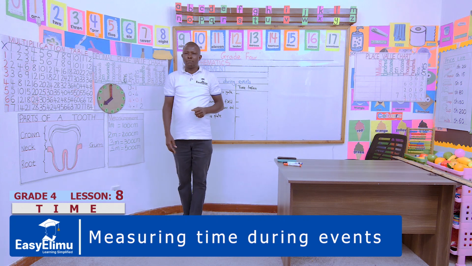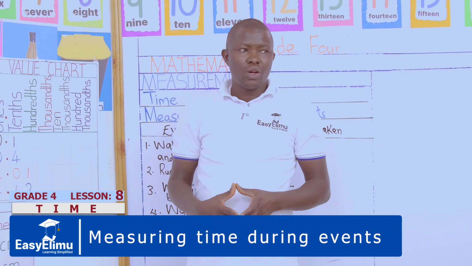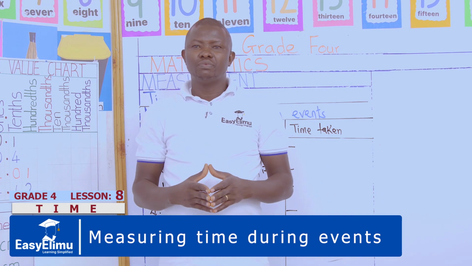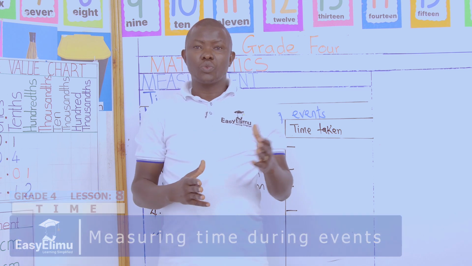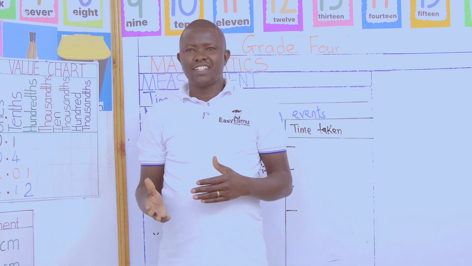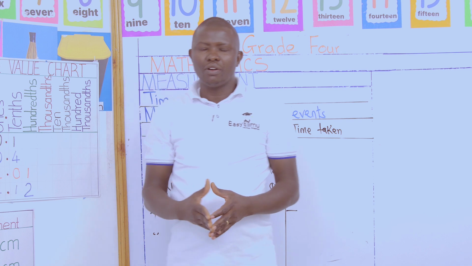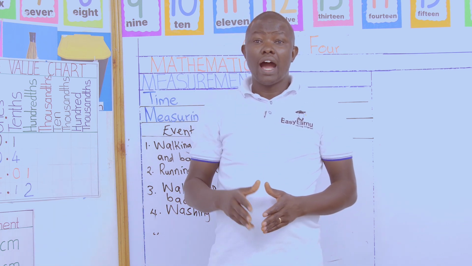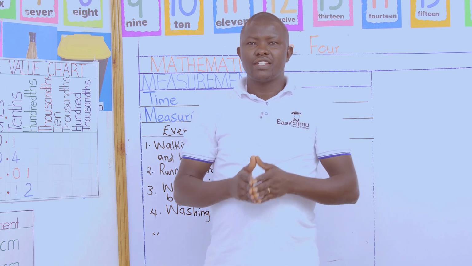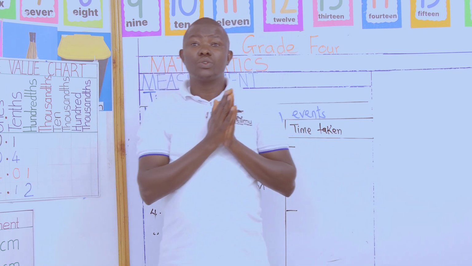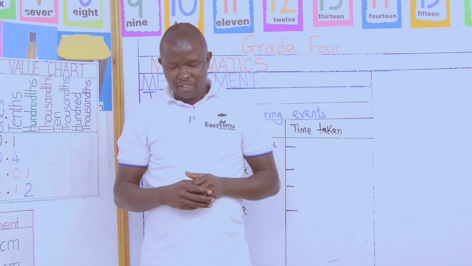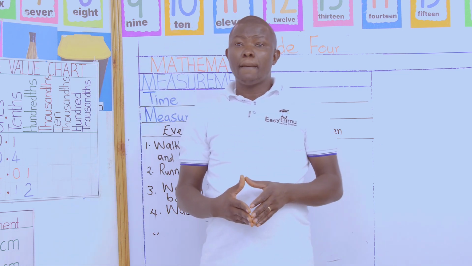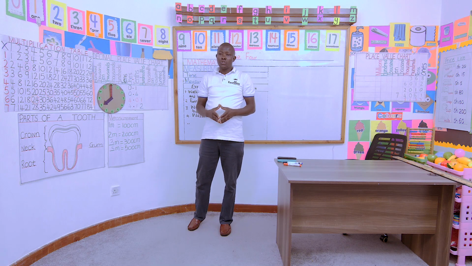But before we measure time in events, in our previous lessons, we learned how to convert days into weeks and weeks into days. And just as a reminder, 7 good days amount to 1 week. And now my question is, how do we measure time, or how do we tell time?